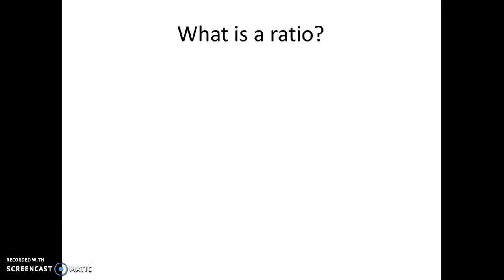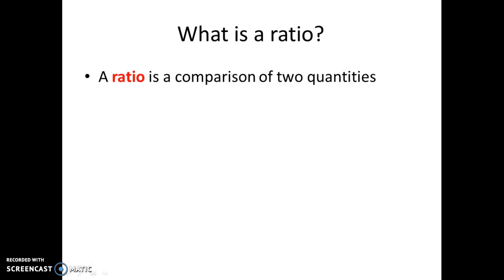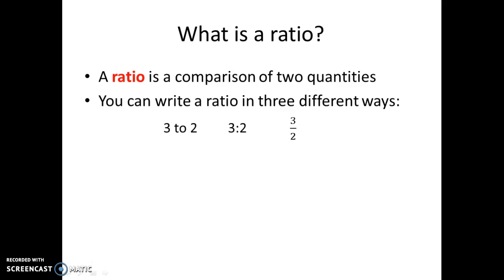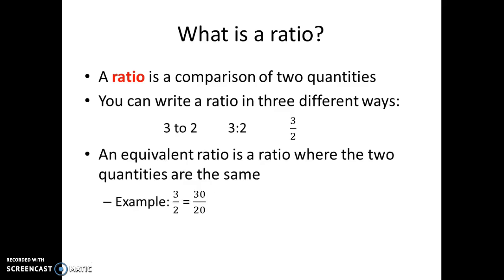So first off, what is a ratio? A ratio is a comparison of two quantities. So we can write a ratio in three different ways. The first way is with the word to, so a 3-to-2 ratio. The second way we can write it is using a colon. So we can place a colon between the numerator and the denominator. So in this example, we have 3 and 2. So you can also say it as a 3-to-2 ratio. And then the last way is the way we most commonly see a ratio, which is as a fraction, so 3/2.